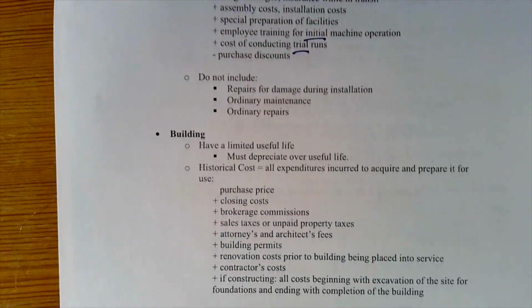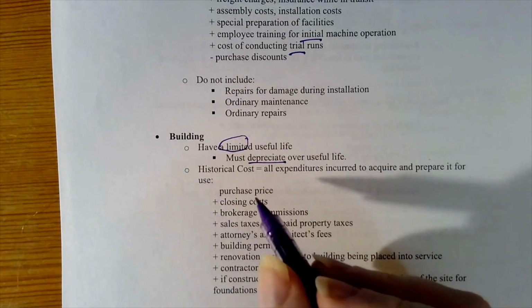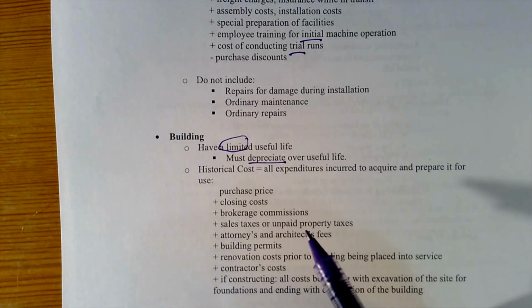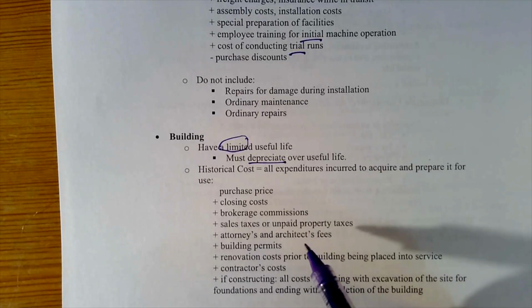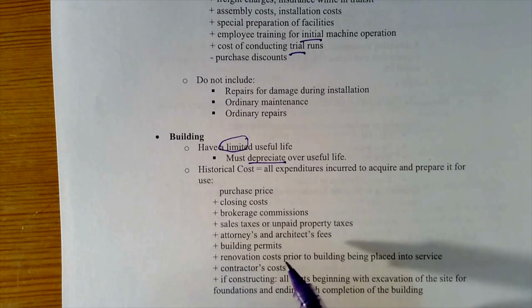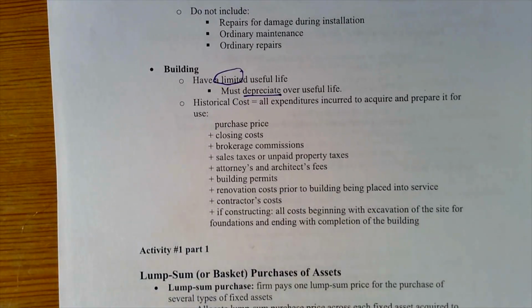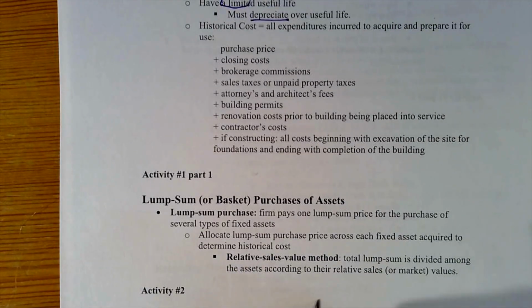When we talk about buildings, again, limited useful life, therefore we depreciate. We're also looking at the historical costs. So here we've got closing costs, brokerage commissions, all of the necessary legal requirements to buy and set up a building and get the proper permits, sales taxes, attorneys and architects fees, building permits, renovation, contractors costs, all those sorts of things. So we could go to activity 1, but I'm going to try to cover both activity 1 and activity 2 as far as the notes, and then we'll do both activities together.